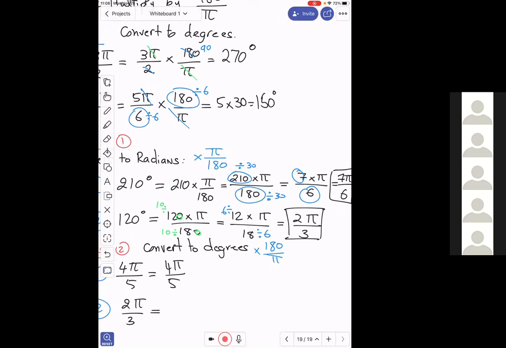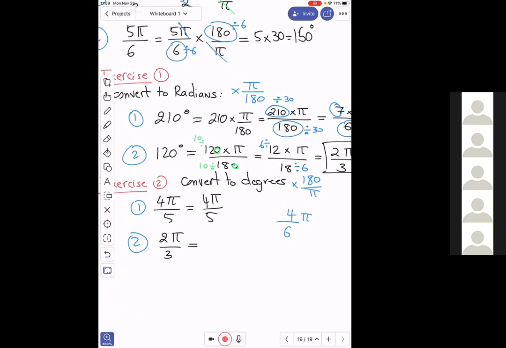Well, I first divided by 10, so that's 12 over 18. Then I divided by 3. If you divide by 3, that's 4 over, and 18 over 3 is 6. So that's 4 pi over 6. Then you can continue and reduce again, by 2, since both are even numbers.